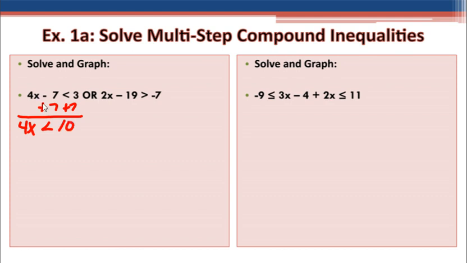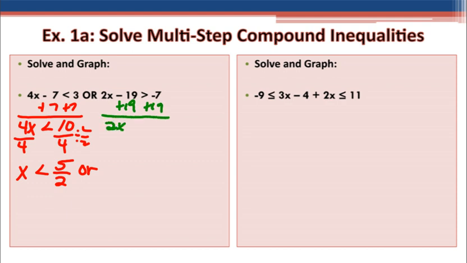To get x by itself, I divide by 4 on both sides, and I have x is less than, and I can simplify this by 2 halves, and that would give me 5 halves. And bring down my keyword, or. On the other side, I add 19 to both sides, and I have 2x is greater than 12. To get x by itself, I divide by 2, and I have x is greater than 6.